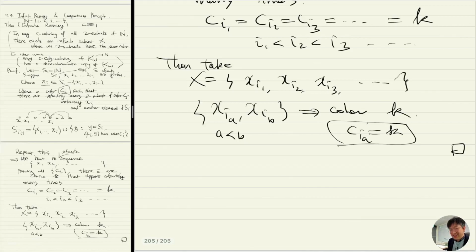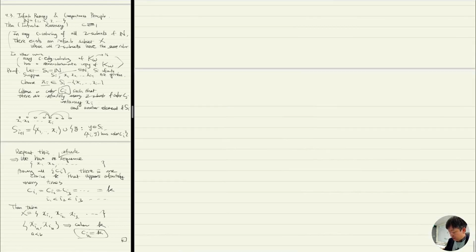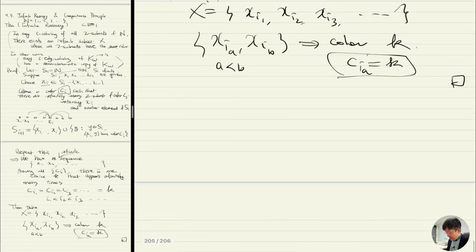Now, interestingly, this actually implies the finite version without explicit bound. That's what we call the compactness principle. And in many cases, in many Ramsey type theorems, if you have an infinite version, then you also have a finite version. All right. Let me tell you the reason.